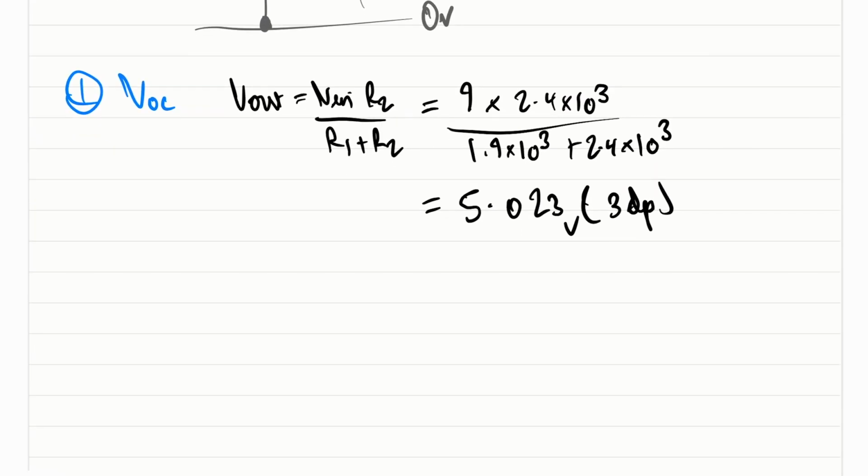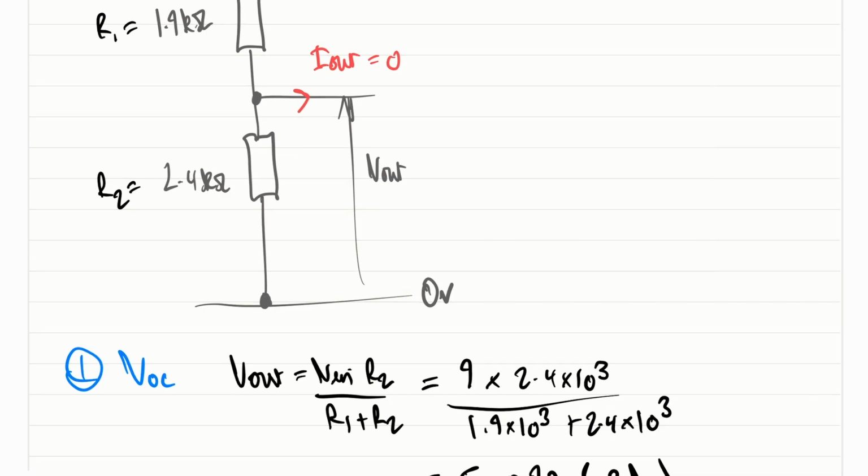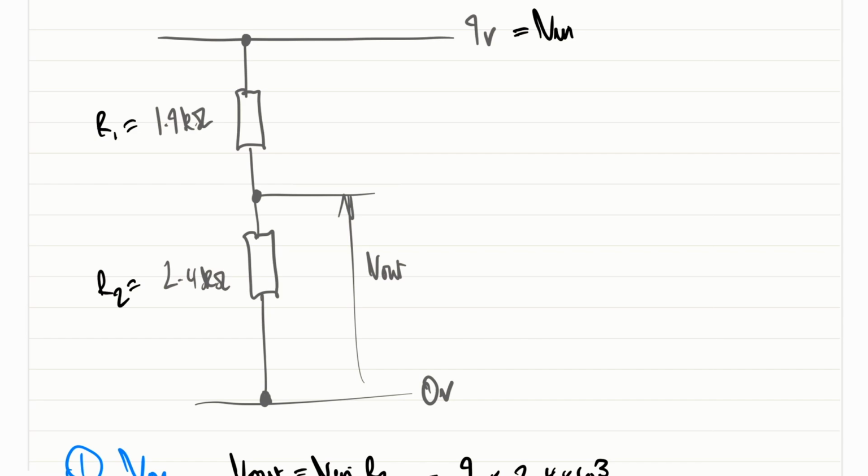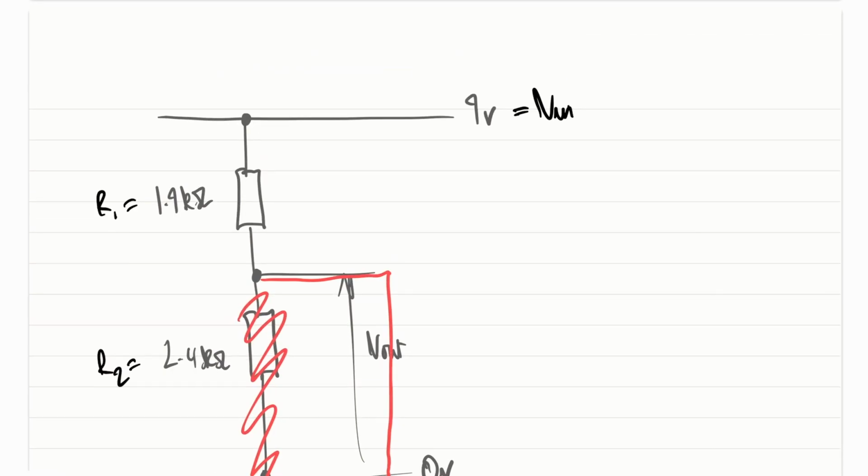The next thing we need to calculate is the short circuit current. To do this, we need to only investigate the first resistor. And to do that, we will now completely shunt R2 and connect the output voltage to 0.